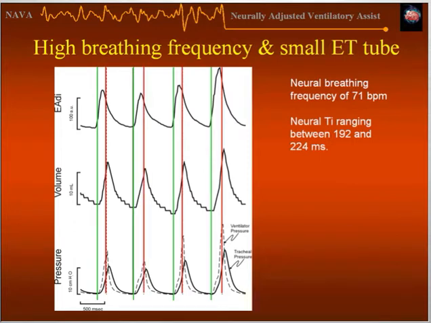To cycle off the assist, we cycle off as a percentage of the peak activation, since this is where we usually stop breathing. And you can see here that the ventilator response is also immediate. In terms of the response to variation in diaphragm activation, you can see that the assist delivered is different for each breath in proportion to the activation of the diaphragm. Note that this is at a neural breathing frequency of 71 breaths per minute, with a TI of around 200 milliseconds.